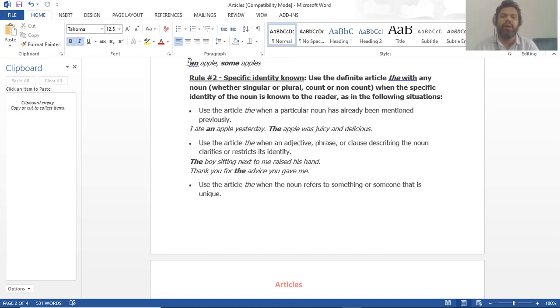So in this, follow the following situation. Use the article the when a particular noun has already been mentioned previously. See, I ate an apple yesterday. The apple was juicy and delicious. See here, an apple and the apple. You can differentiate between them because first of all, you have used an before apple because it is not known to you. That is why it is not specific. But after the second apple, we have used the because it is already known to you. I mean, if in a single sentence you get two nouns, before the first noun you can use a or an, and whenever this noun is used a second time, you need to use the.